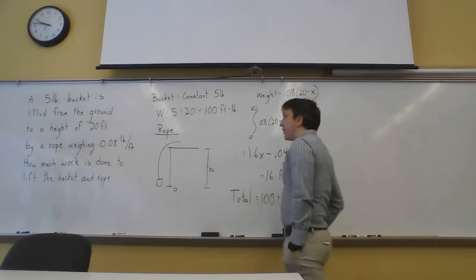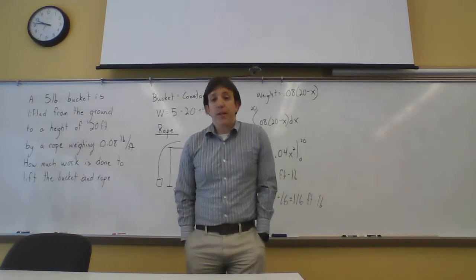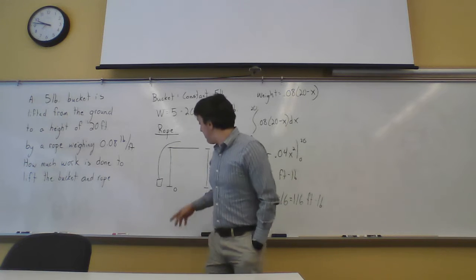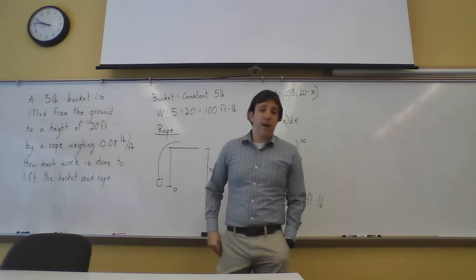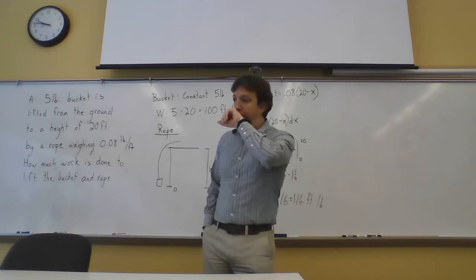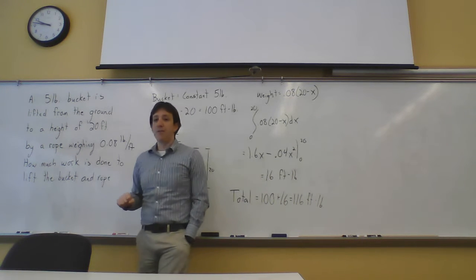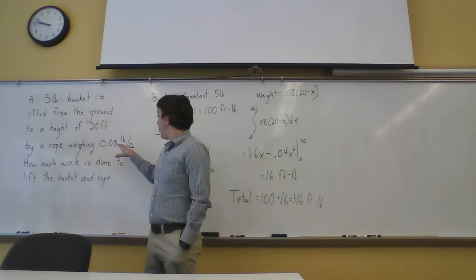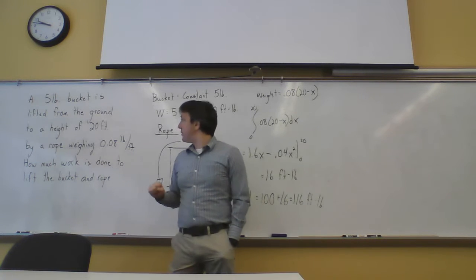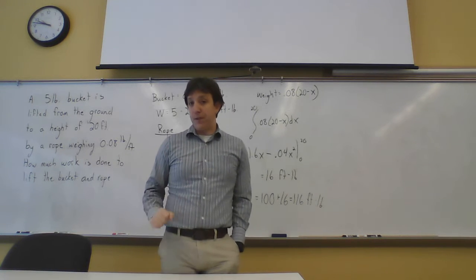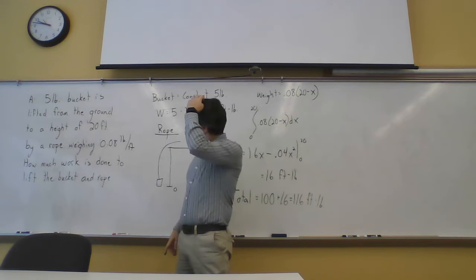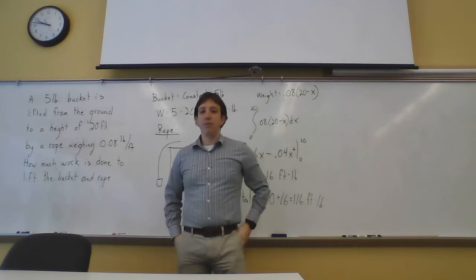Okay, so I have one more example that I want to go through, and in this example we're going to be lifting a bucket to the top of a 20-foot building. So here it is. A 5-pound bucket is lifted from the ground to a height of 20 feet by a rope that weighs 0.08 pounds per foot. How much work is done to lift the bucket and rope?